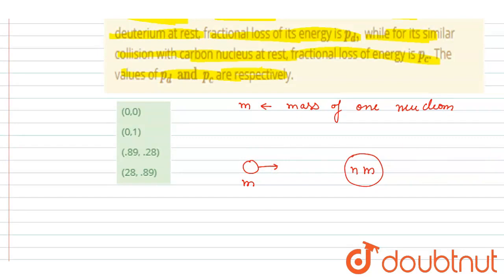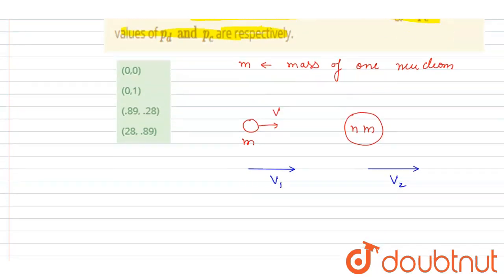right? And after the collision, let's say they two have velocities v1 and v2 after the collision, right? So here we will apply two equations. The first one is momentum conservation, and since the collision is elastic, the velocity of separation will be equal to the velocity of approach, right?